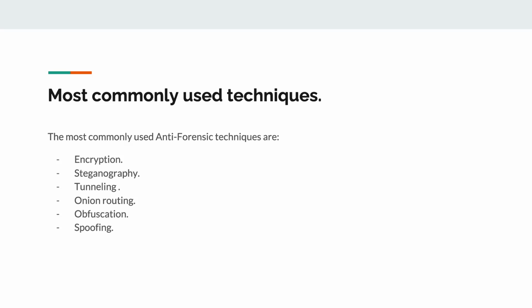The 6 most commonly used anti-forensics techniques are encryption, steganography, tunneling, onion routing, obfuscation, and spoofing.